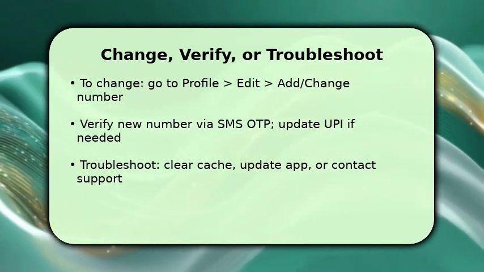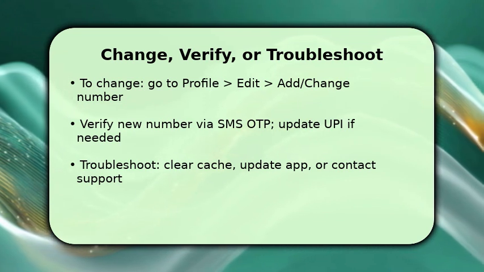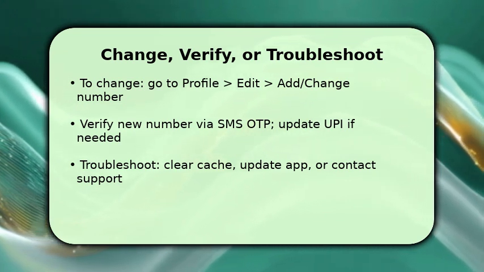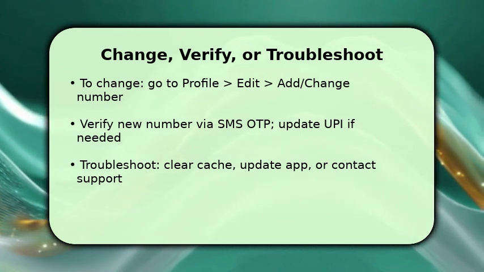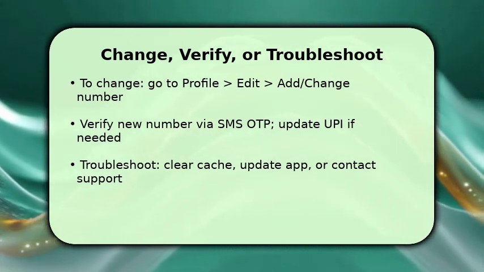If the number doesn't appear, clear the app cache, update PhonePe to the latest version, reboot, and retry. If problems persist, contact PhonePe support with your registered details for secure help.